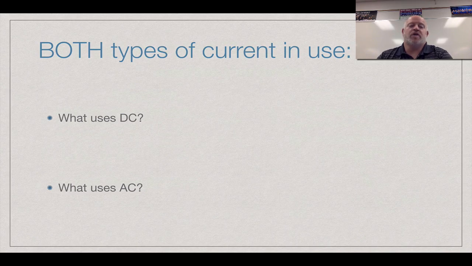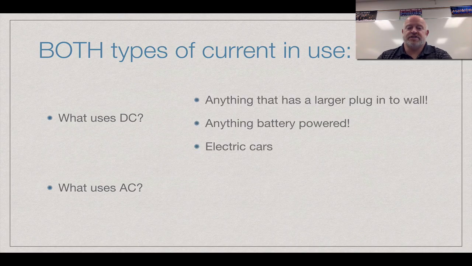So first of all, what uses DC current? You may be thinking, well, it's good at charging batteries, so probably anything that uses batteries, and you're absolutely right. Any device that you plug a battery into, whether it be a kid's toy, a flashlight, your cell phone, anything that's battery powered, battery powered cars, all run on DC current. In fact, your car engine, even a gas powered engine, runs on DC current too, because it runs off the battery inside your car. So anything like that is DC current.